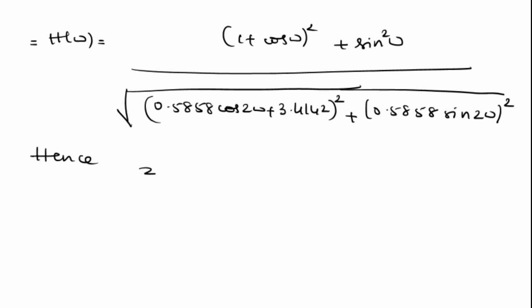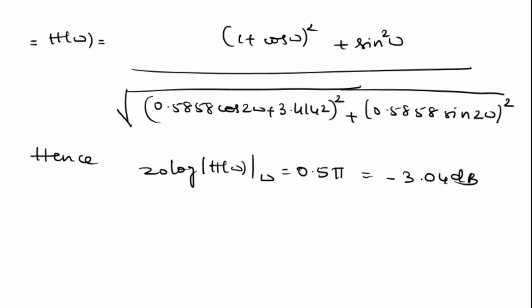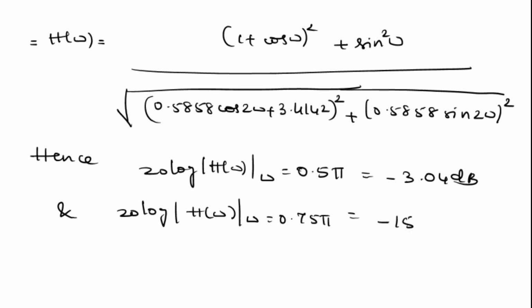Hence 20 log |H(ω)| at ω equal to 0.5π. If we substitute ω equal to 0.5π, we get -3.04 decibels, and 20 log |H(ω)| at ω equal to 0.75π, we get -15.44 decibels.